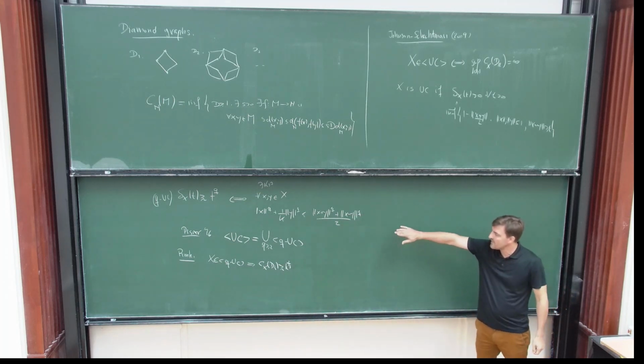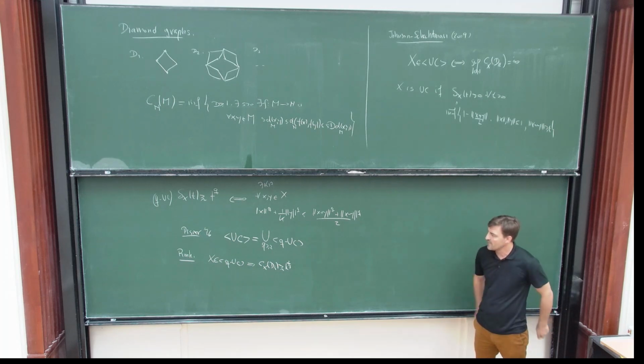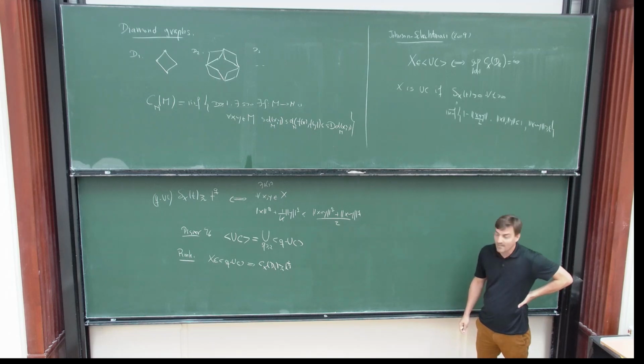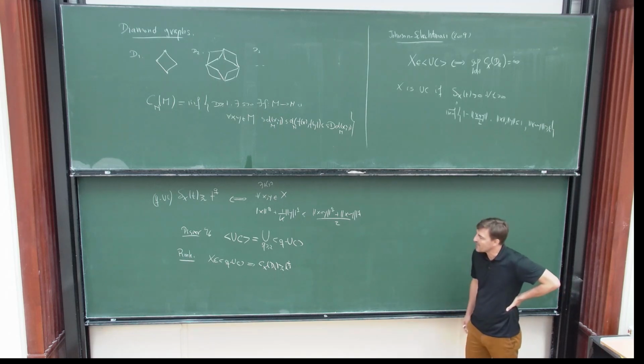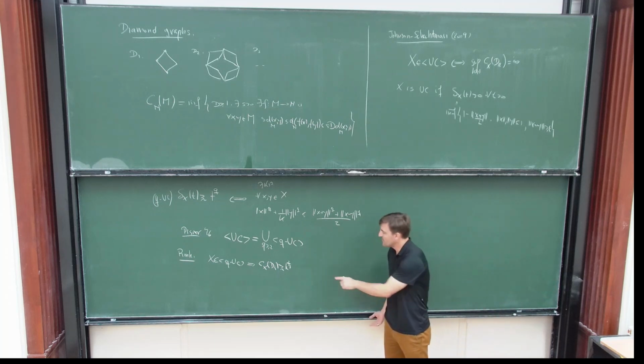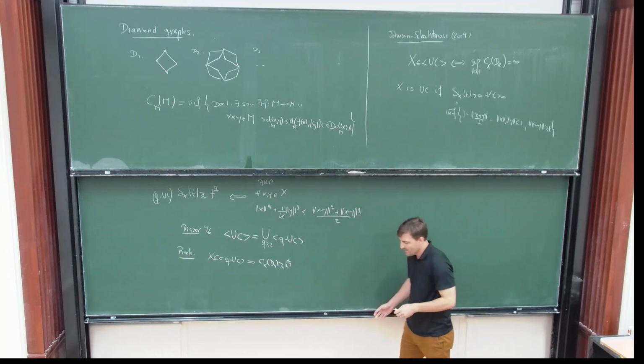So this was already shown by Bill and Gideon in their paper, but there is also another argument of Lee and Naor for Banach spaces, for LP spaces between 1 and 2, for instance. But the argument of Bill and Gideon is actually a very neat argument.